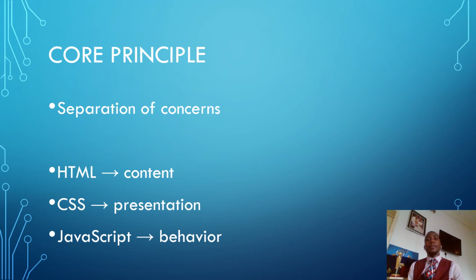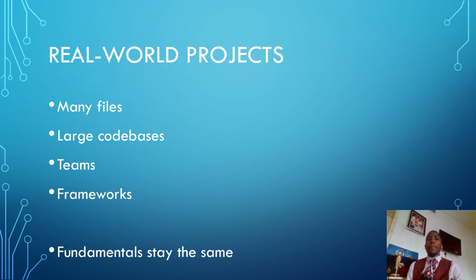Okay, so what are the core principles? Separation of concerns. So remember, HTML is the skeleton, the content is very important. Then CSS is our presentation, JavaScript is our behavior. Then for real world projects, yes, I've told you how simple it can be, but in real world projects, you actually have many HTML files. So you wouldn't expect just one, because we have complex projects.